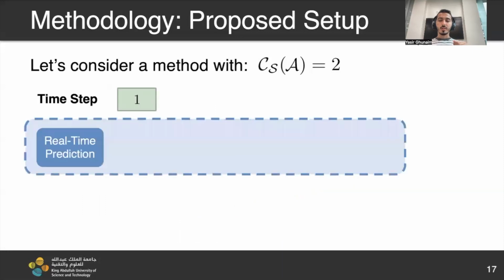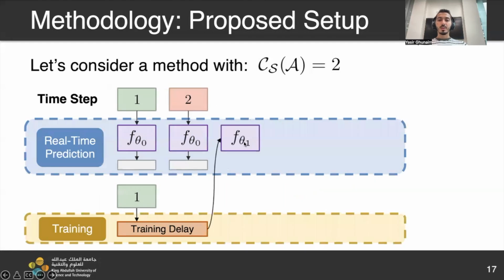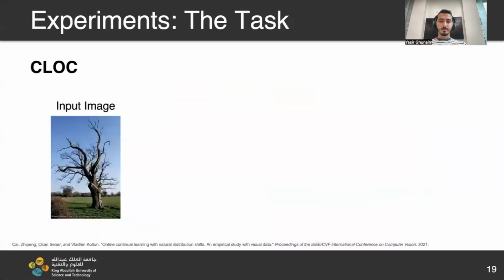So let's look at this visually. Suppose we have a method with a complexity of 2. Then when we train on the first batch, we're going to be subjected to some delay, shown here, which means for the second batch, we are going to evaluate using an old model. Then when we finish training from that first batch, we update our parameters. As we can see, we're always delayed by one batch. Or in other words, we're skipping every other batch.